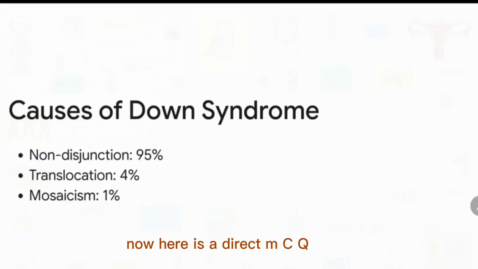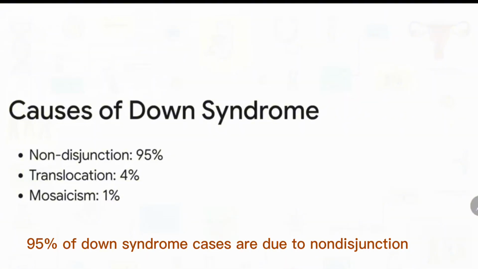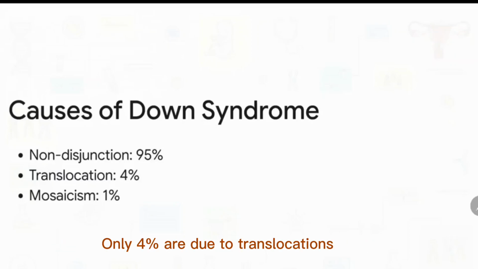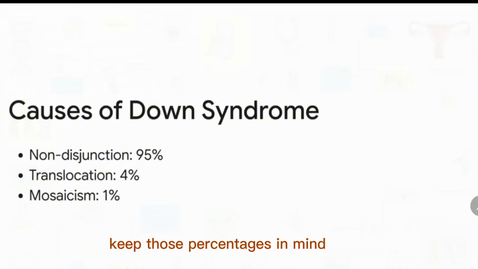Now, here is a direct MCQ breakdown for trisomy 21. Remember this split. 95% of Down syndrome cases are due to non-disjunction. This is non-inheritable, but the risk strongly increases with maternal age. Only 4% are due to translocations, which are inheritable, and just 1% from mosaicism. Keep those percentages in mind.